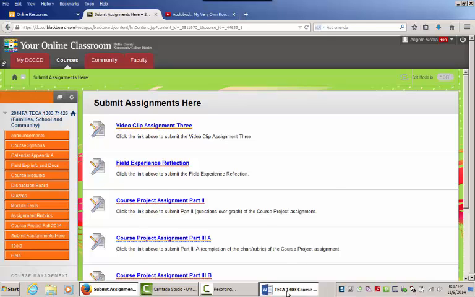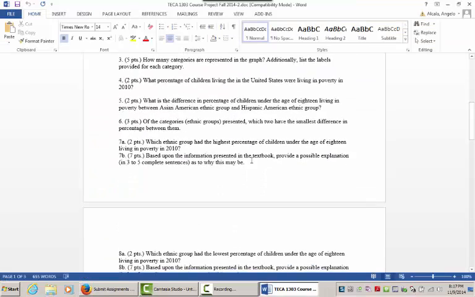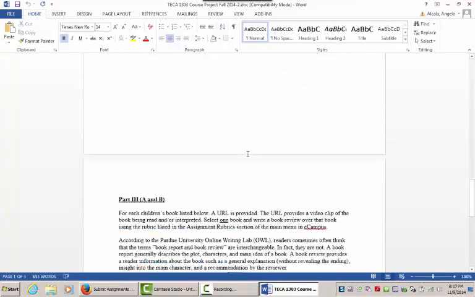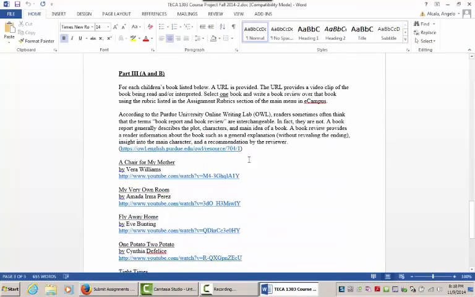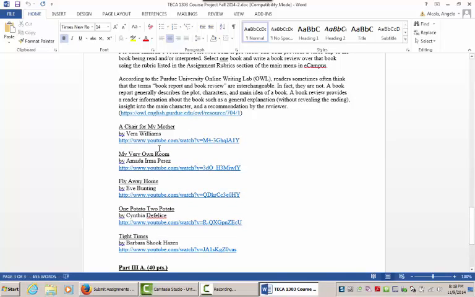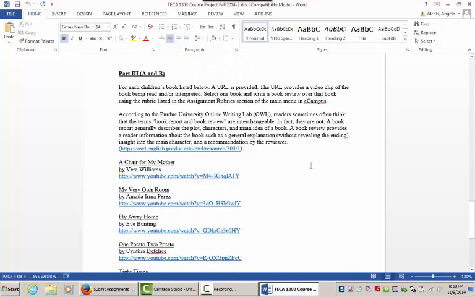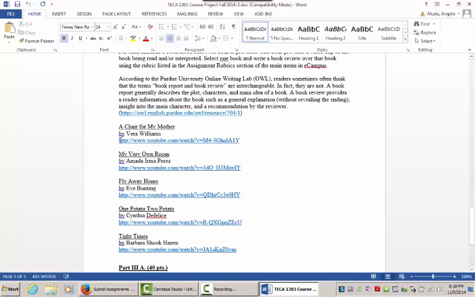For the next section, go back to that main document below the questions regarding the bar graph, and you will see section part 3, A and B. And under this, you will see some information related to writing a book review. You are going to write a book review over one of these books listed below. Okay, only one. You will see that underneath each title there is a URL.